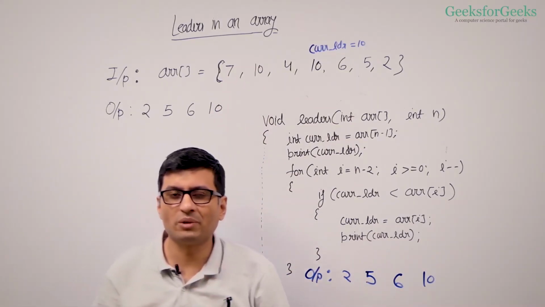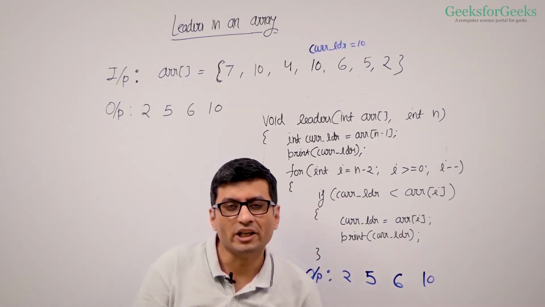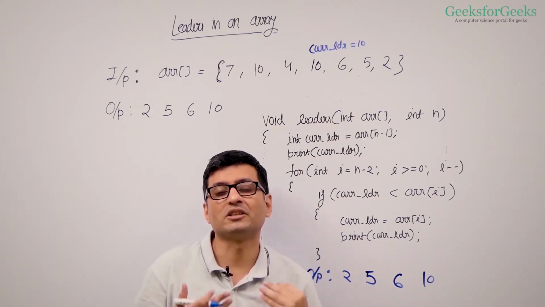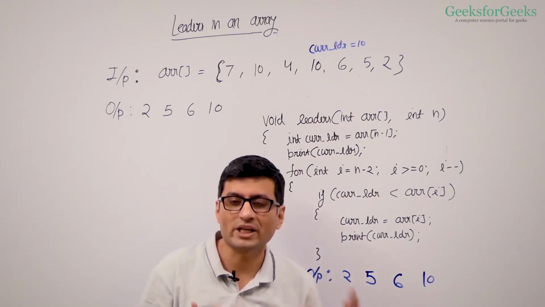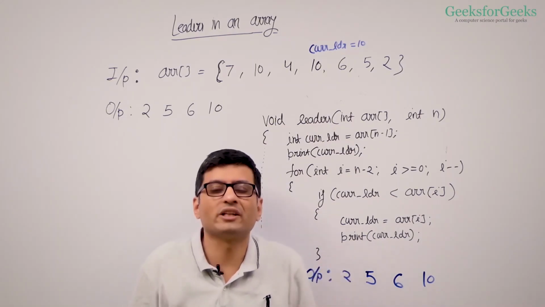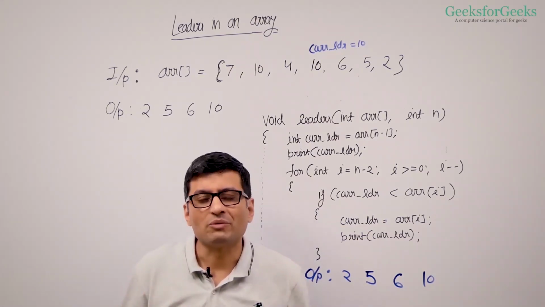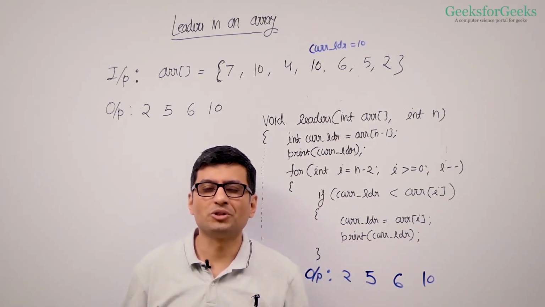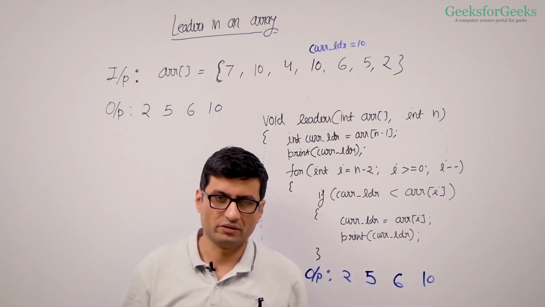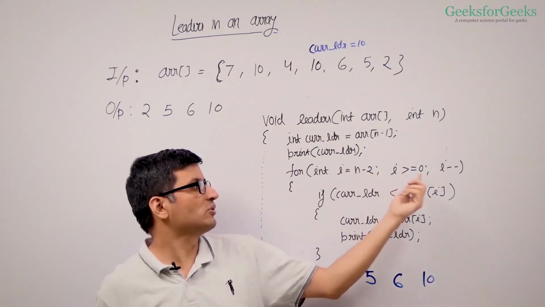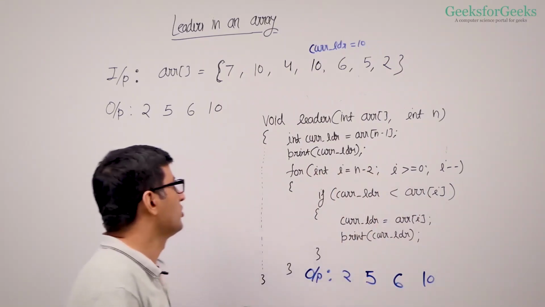And the idea is simple. You maintain the current leader, which is the maximum from the right side. If your current element is greater than the current leader, or maximum from the right side, then you make it the current leader or maximum, right? And you print it. Now, how much is the time complexity of the solution? This solution is simply theta n. We are running a loop from n minus 2 to 0. So it's a theta n solution.